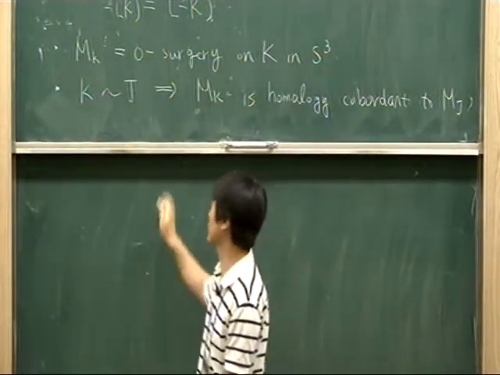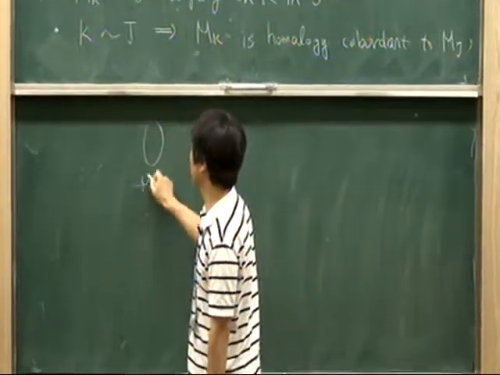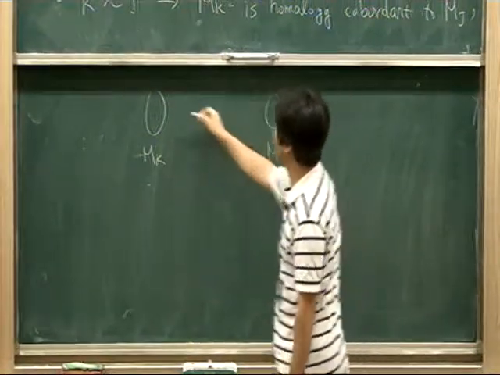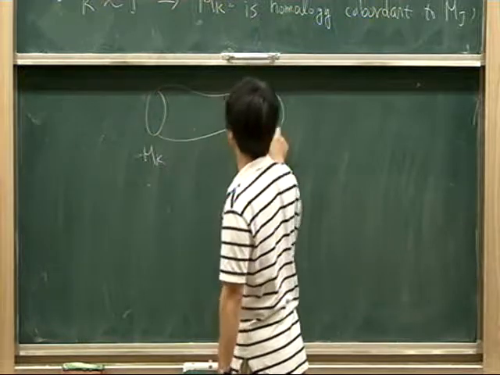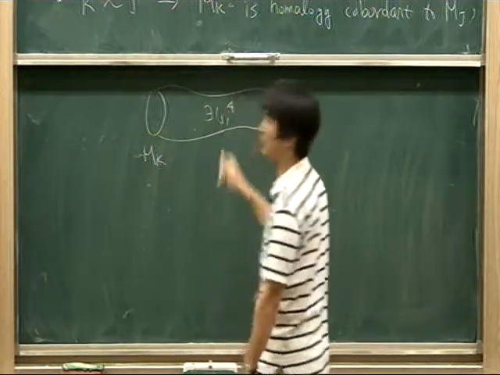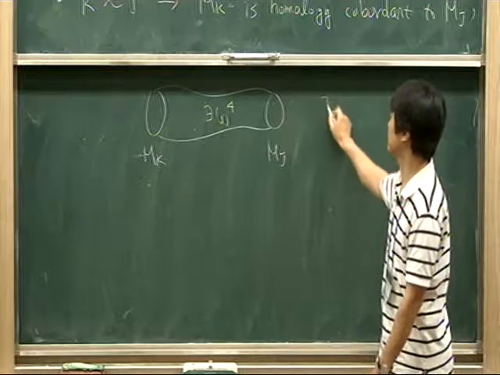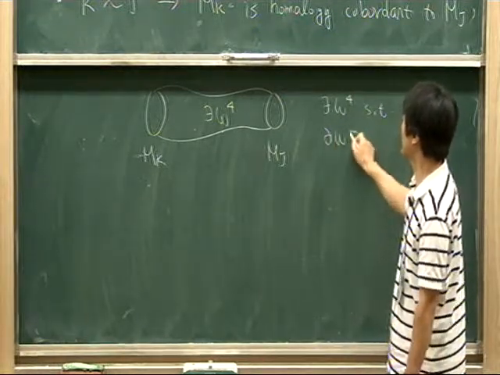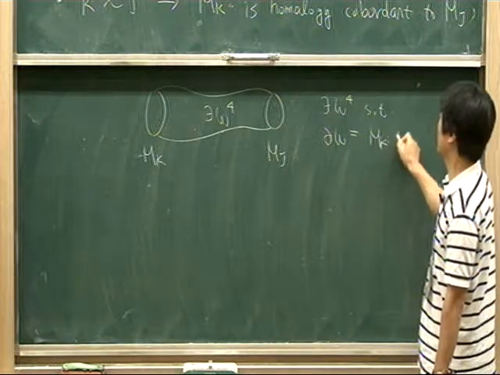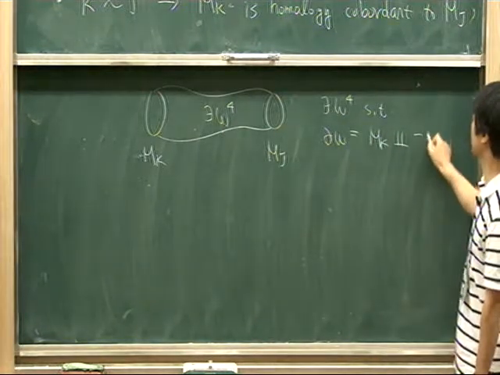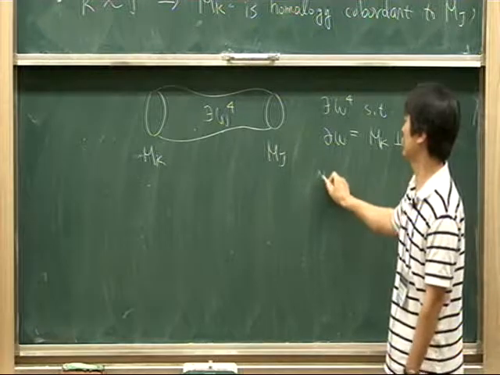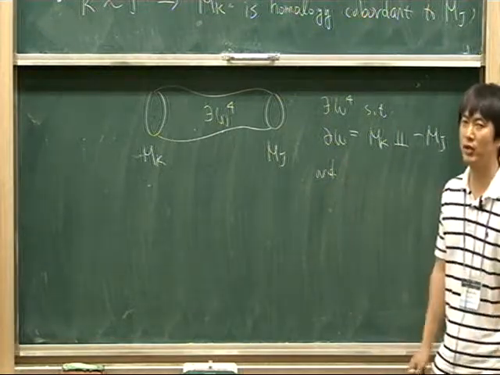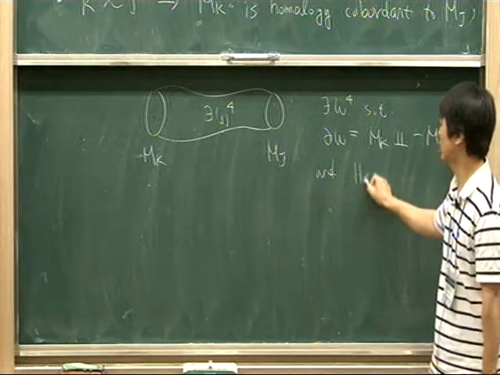So what does that mean? That means if you have zero surgeries N_K and N_J, then there exists a certain four-manifold whose boundary is the union of those two three-manifolds, and the inclusion maps induce isomorphisms on the homology groups.